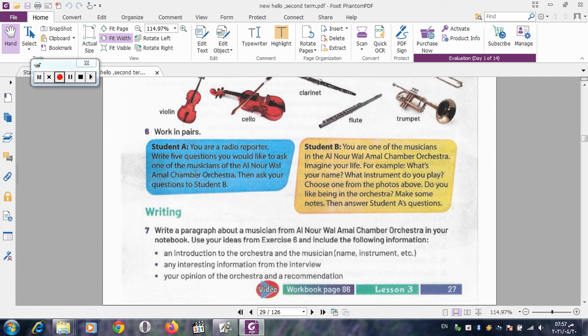What instruments do you play? Choose one from the photos above. Do you like being in the orchestra? Make some notes, then answer student A's questions. It's like a play, a small play.